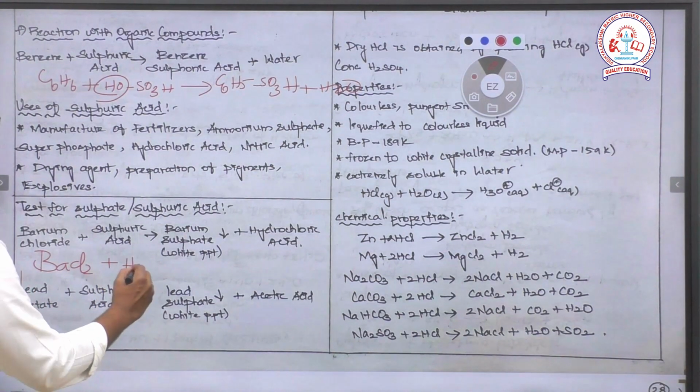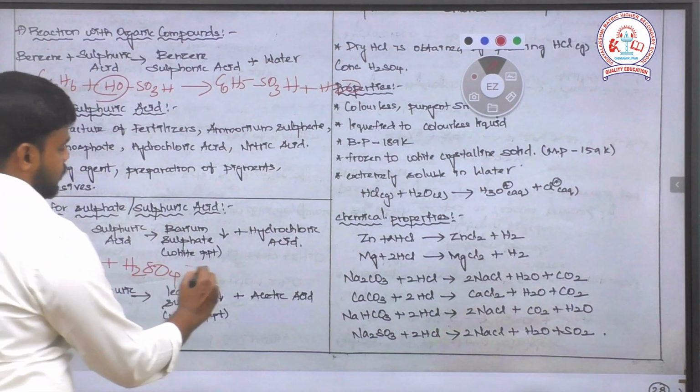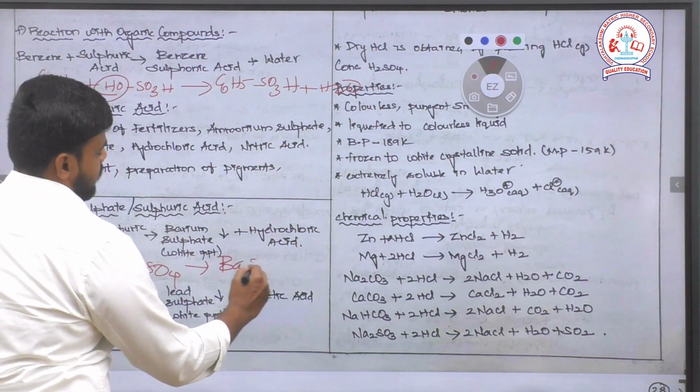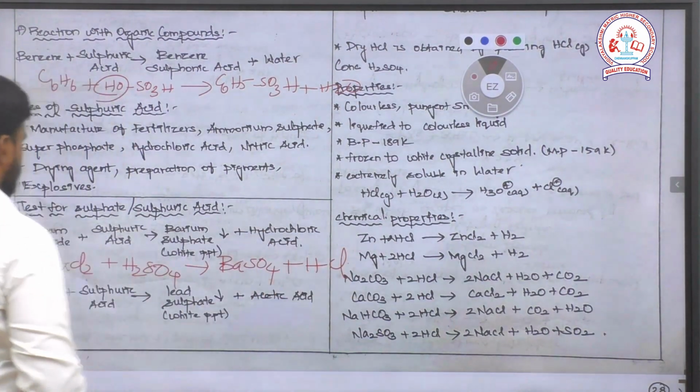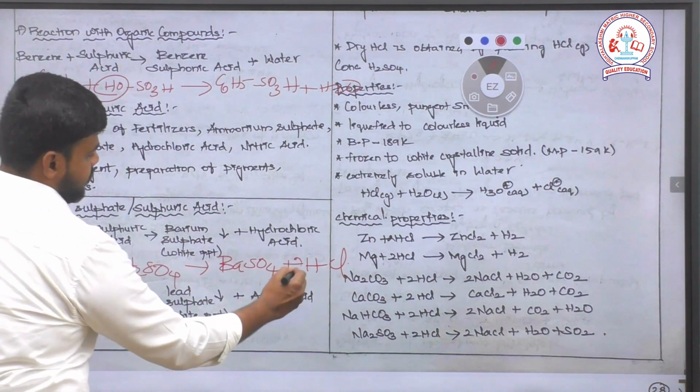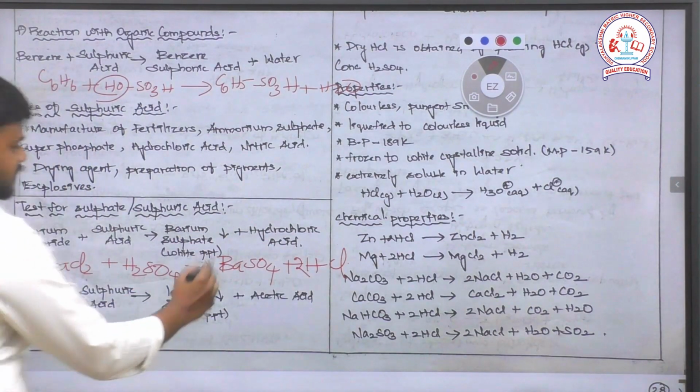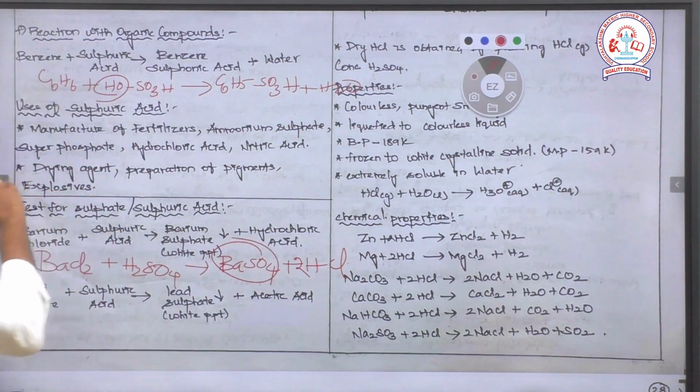reacts with sulfuric acid to form barium sulfate plus HCl. So 2 of the hydrogen will take up the 2 of the chlorine and goes as 2 HCl. This barium sulfate that has been formed as a precipitate will give rise to the white precipitate.